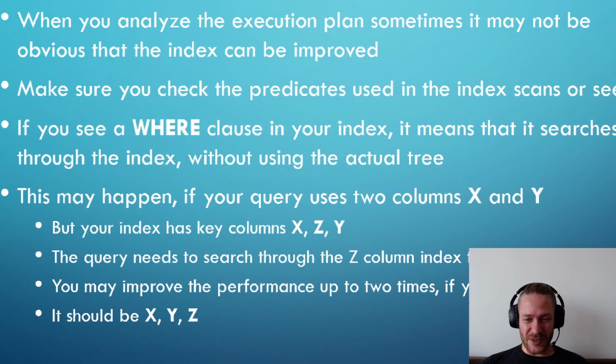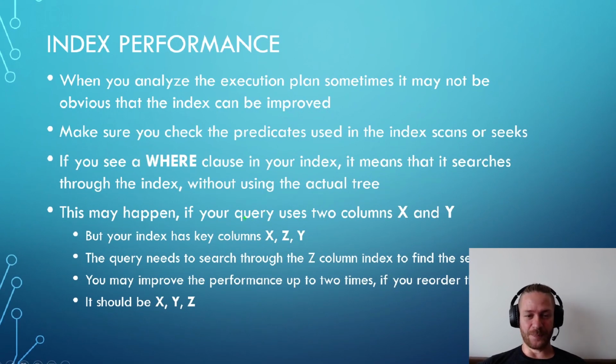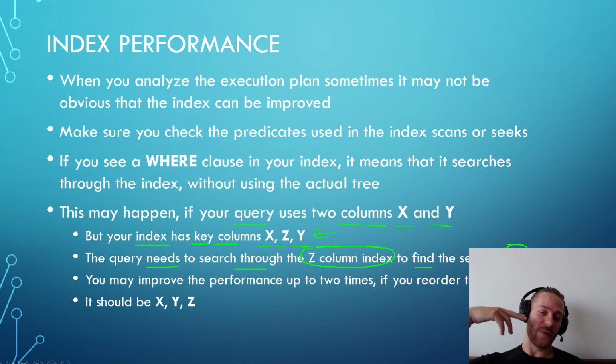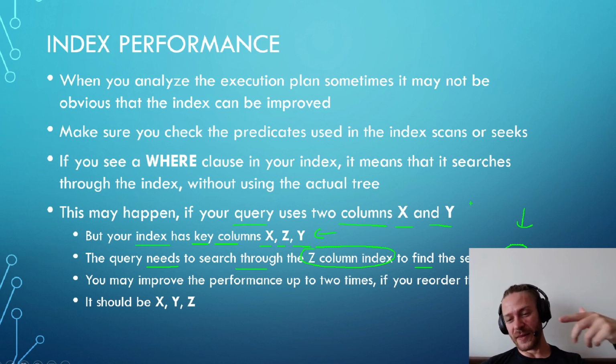So let's consider this example to understand better. If your query uses two columns, X and Y, to filter data, but the index has key columns X, Z, and Y in this particular order, the query needs to search through the Z columns one by one to find the Y values. That's a problem, because it will need to go through the whole Z column to find the Y values. So even though the Y values are indexed and are in a tree, they need to be checked one by one because of the order.